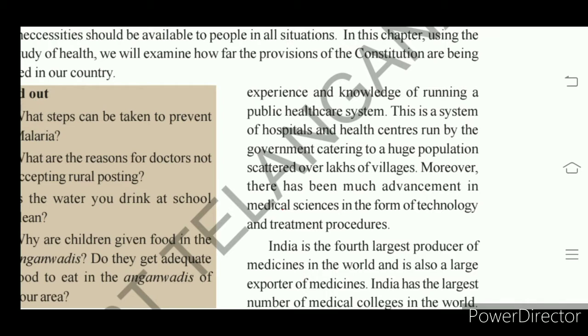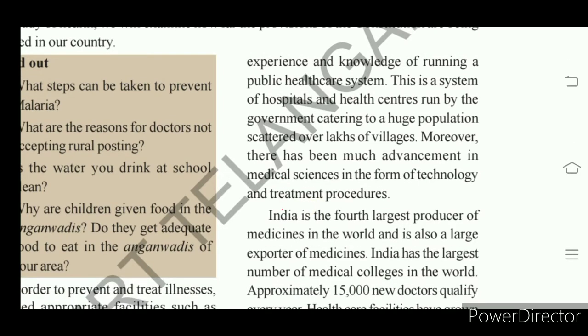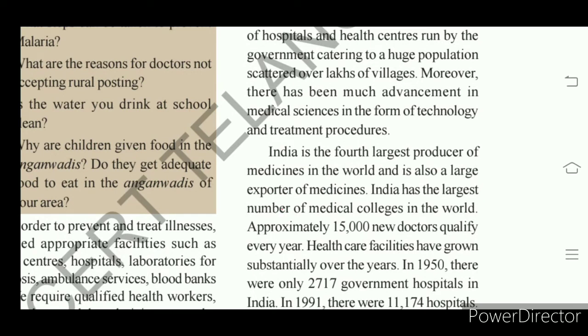That means even in a small village we need a small clinic center, maybe one hospital, which could meet the needs of the villagers. And moreover, we have much advancement in medical sciences, in the form of technology and treatment procedures. Today we see that many works are done using machines which run on technology, right? Some of the operations are done using technology. So there is a lot of advancement in medical science in treating patients.